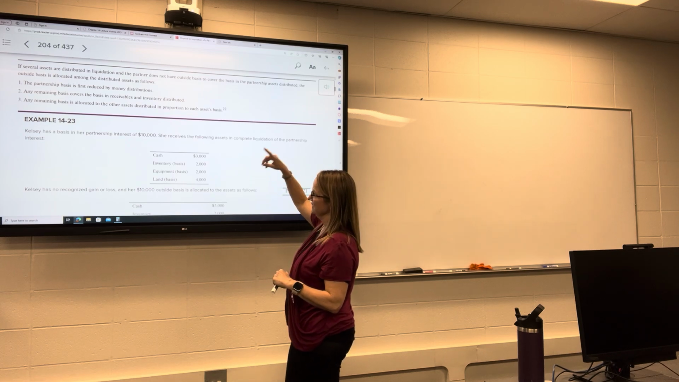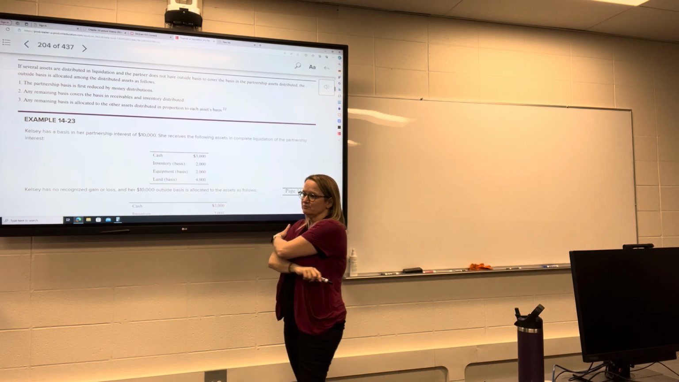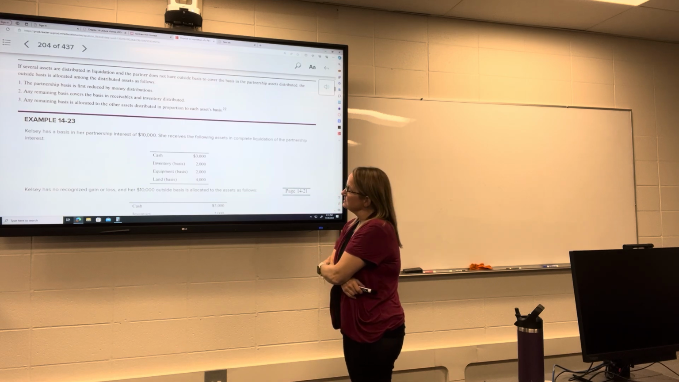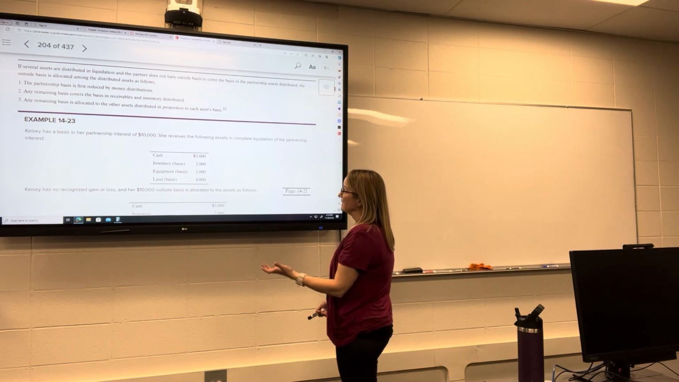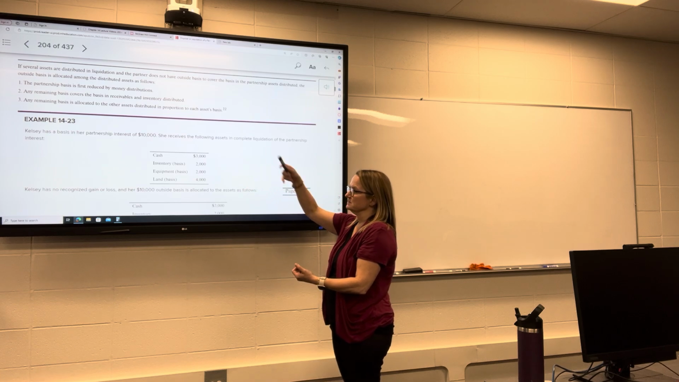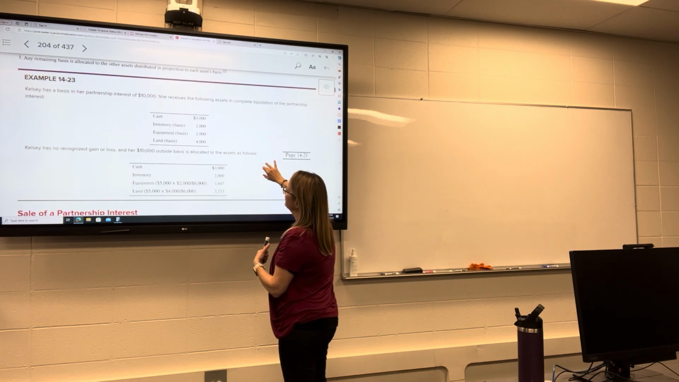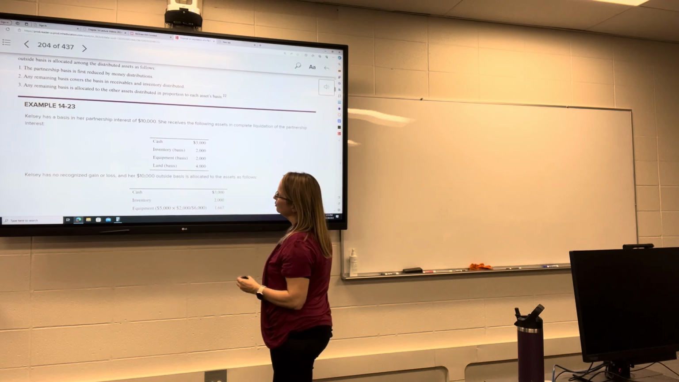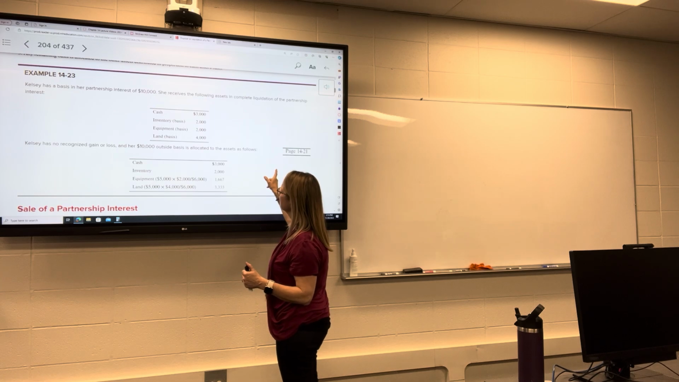So here's an example. Kelsey has a basis in her partnership interest of, she left before we could get to her example. Partnership interest of $10,000. She receives the following assets in complete liquidation of the partnership interest. So $11,000. I did my math wrong. Her basis in the partnership is $10,000. So she has no recognized gain or loss. Her $10,000 outside basis is allocated as follows.